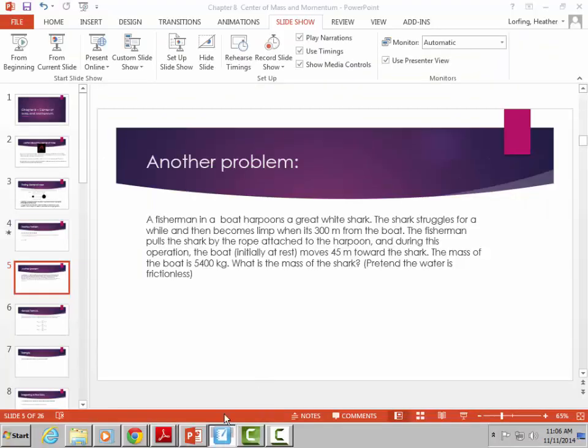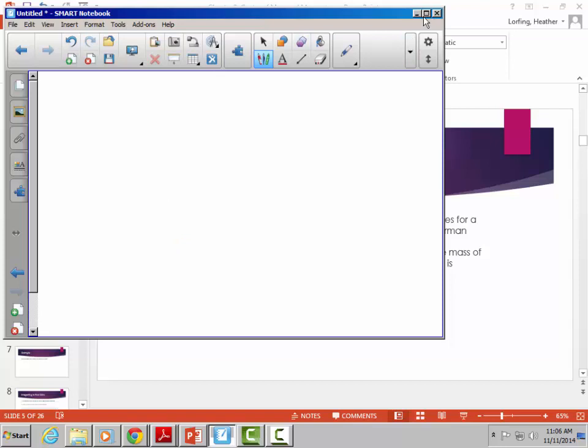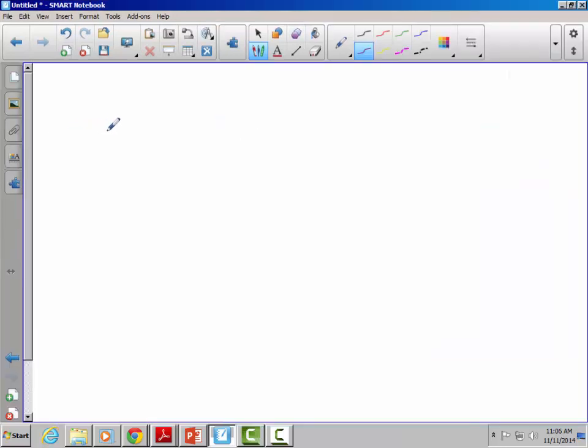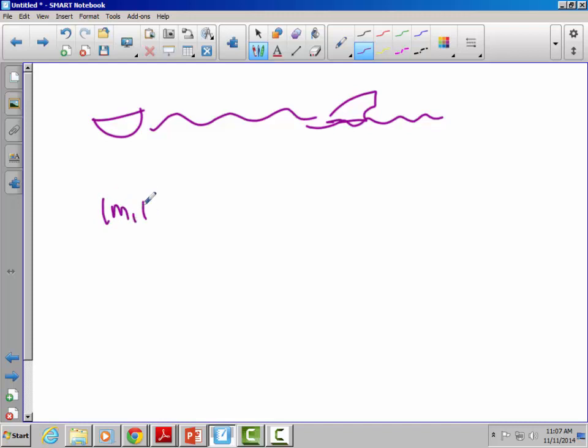I'm going to go to my whiteboard for this because I have a little more room. So this is the deal. We have our boat here and water, and then we have the shark over here. It's a crazy looking fin. If we look at this whole thing as one system, we have the mass of the boat and the shark, and those two things together make up our system. So this is our equation: (M1 + M2) times the center of mass equals M1x1 plus M2x2.